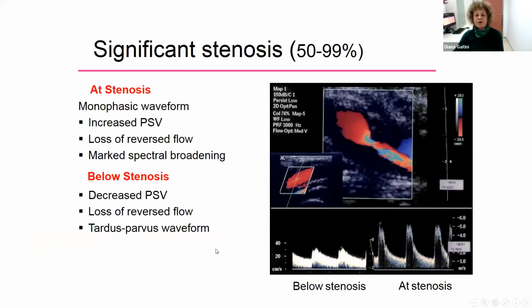This is a case of a significant stenosis from 50 to 99%. At the stenosis, we will have high peak systolic velocity and a loss of the reversal flow. We have a flow all over the diastole with a marked spectral broadening, and below the stenosis, the peak systolic velocity is low, and is still monophasic with a spectral broadening, and we will have a tardus parvus waveform.